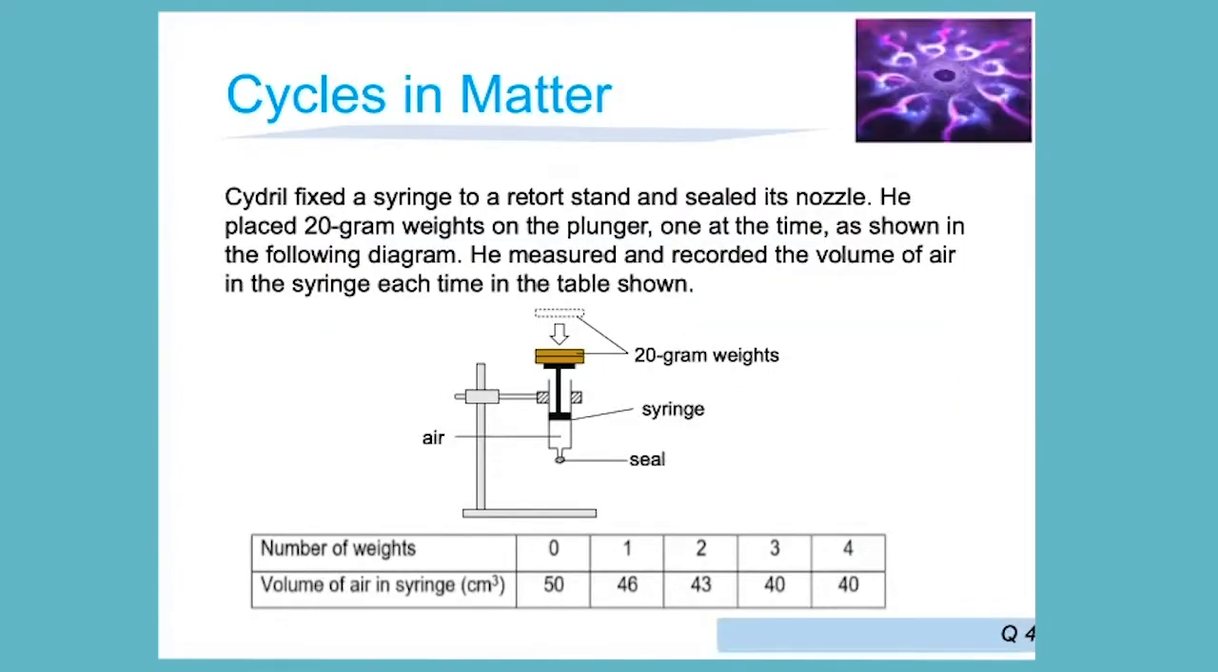Next, syringes. They like to deal with syringes a lot because it tests your understanding of properties of liquids, gases, and solids. So Sidrel fixed a syringe, and this is the volume of air in the syringe that we're comparing over time. So when I don't add any weight, the volume of air is 50. When I add one weight, it decreases to 46. So this will probably cause the syringe to be compressed a little bit. So when the piston of the syringe moves down, the volume decreases by a little bit. When I add two 20-gram weights, volume of air decreases again. When I add 3 weights and 4 weights, it becomes 40 and remains at 40.